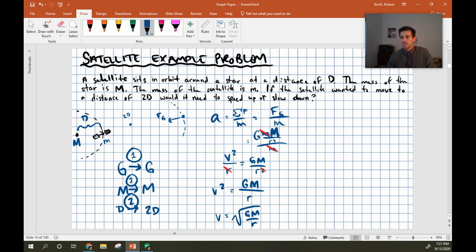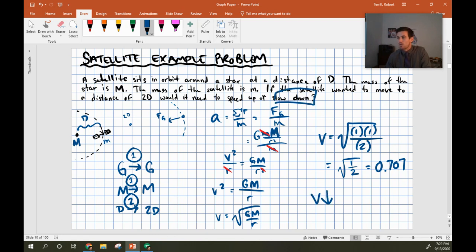So now that I've figured out all of my factors of change that matter to this formula, I can say v is going to be equal to the square root of G changing by a factor of 1, M changing by a factor of 1, and r changing by a factor of 2. So when I evaluate this, I get the square root of 1/2, which is 0.707. And that's how much the V is changing by. It's going from whatever V used to be to 0.707 times V. That means V would decrease as we get there. It needs to slow down.